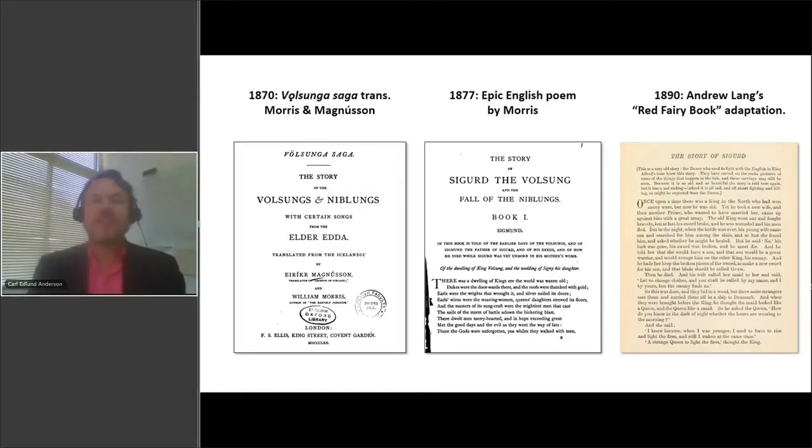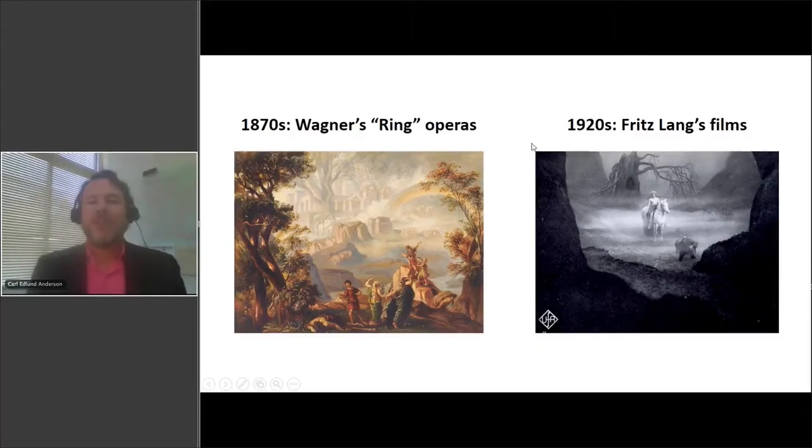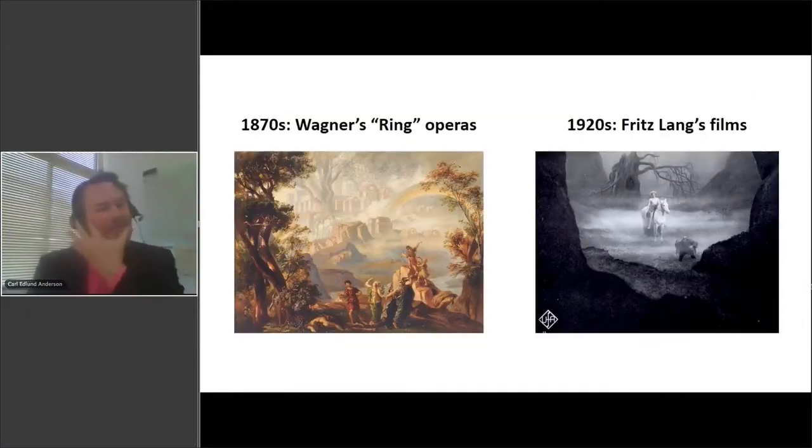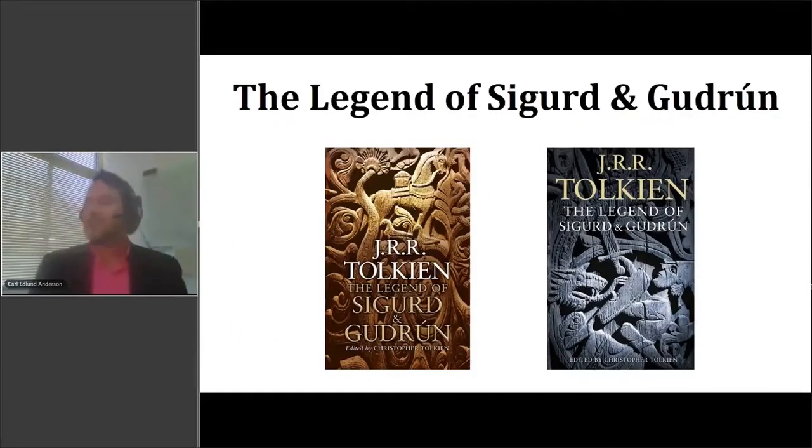Yeah, so there's the front pages from some of the versions of these legends that were available when Tolkien was growing up and would have been known to other people as well. And Nelson, if you go to the next slide, there we go. An imagination of what Wagner's Ring opera should have been looking like, and then a still from Fritz Lang's films. Yeah, I can leave those or put the slide with the book titles there.